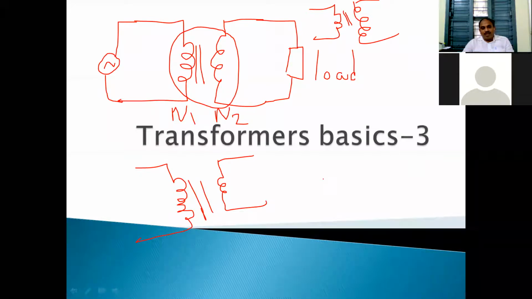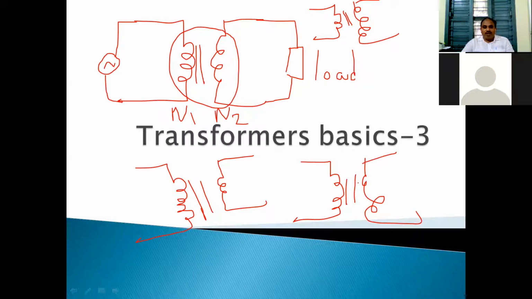The purpose of the isolation transformer is to isolate one electrical circuit from another electrical circuit, because in a transformer there is no electrical connection between the primary and secondary. Primary and secondary are magnetically coupled. There is only magnetic coupling between them. So an isolation transformer has the same number of turns on primary and secondary, N1 equal to N2. Generally isolation transformers are used in electronic circuits.